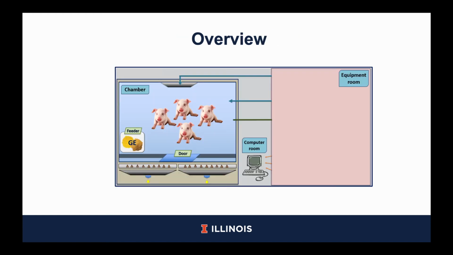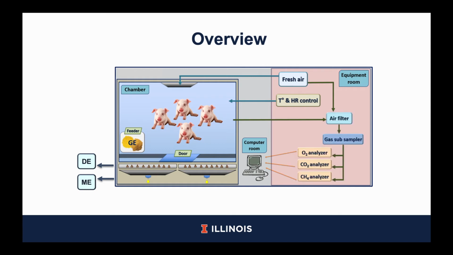This is an overview of the complex between the equipment room and one of the chambers. In the chamber, we can find 2 main sections, one for animal allocation and the secondary section for collection of feces and urine to calculate digestible energy and metabolizable energy. In the equipment room, we can find 3 main systems. The first one is the fresh air supply system, the second one is the temperature and humidity control system, and the third one is the gas analyzer system.